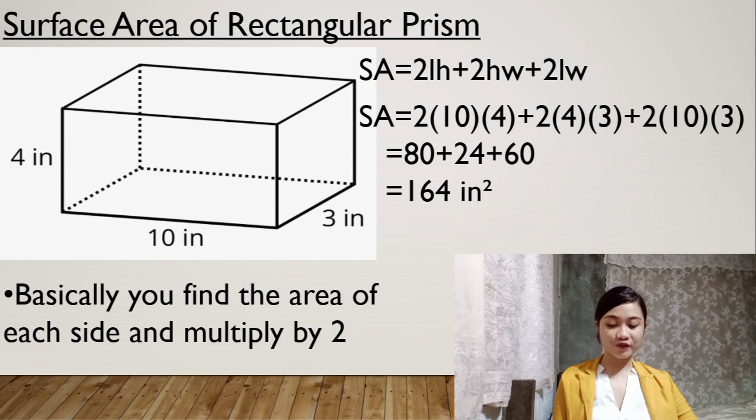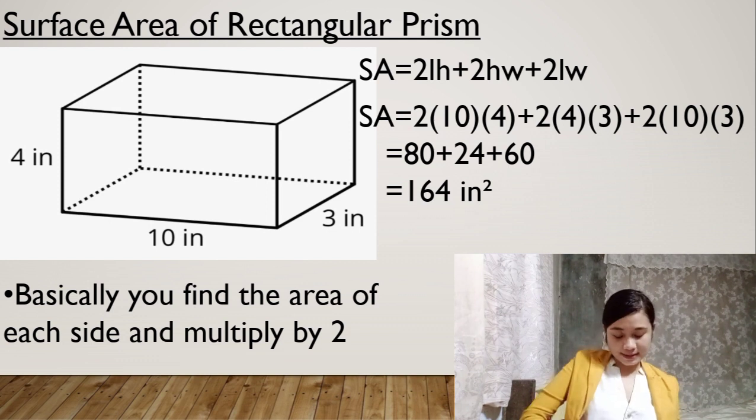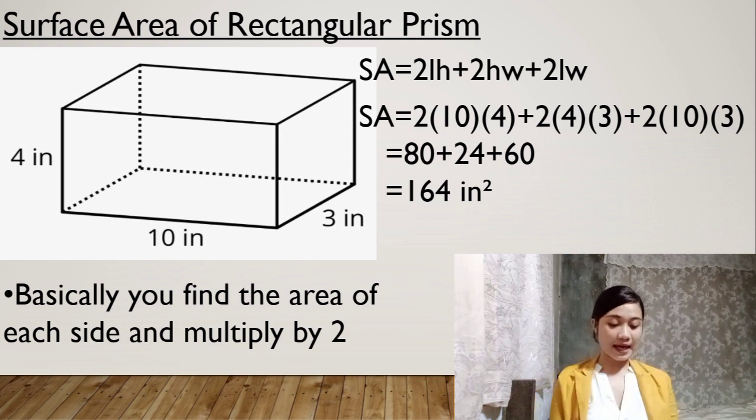The height is 4, the width is 3, plus 2 times the length is 10 and the width is 3. So we are going to multiply. First, we are going to multiply 2 times 10 times 4, which is equal to 80. So the first one is 80.